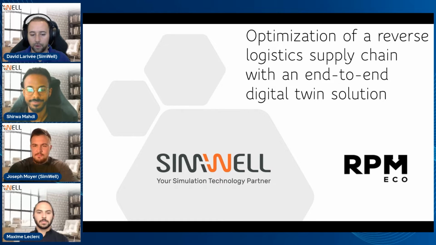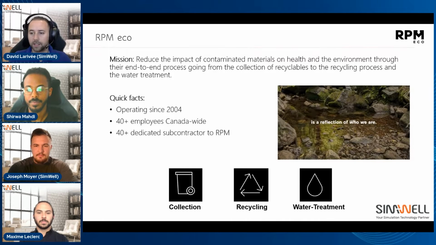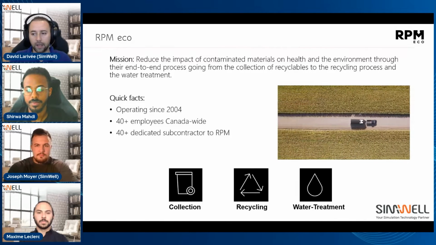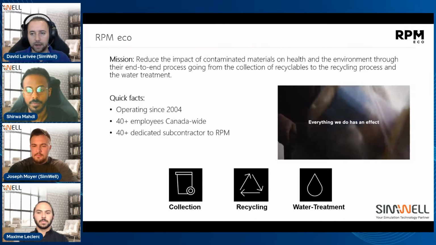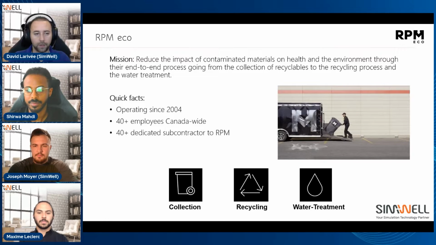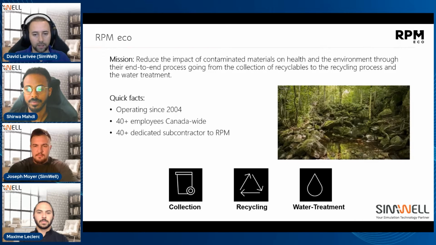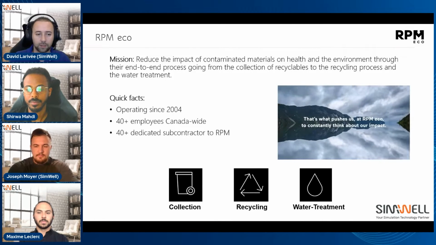One of our partners, RPM Eco, is offering an integrated system for managing contaminated plastic hydrocarbon containers and pesticide and fertilizer containers. Basically, RPM is collecting those containers from different customers. They are recycling them. The third pillar at RPM Eco is water treatment. RPM Eco is servicing customers all across Canada. They have more than 40 employees and more than 40 dedicated subcontractors.